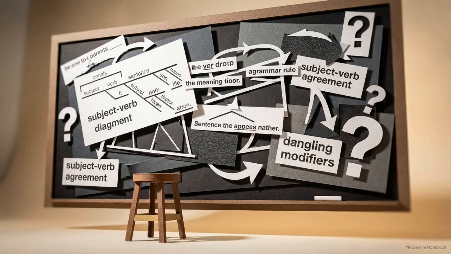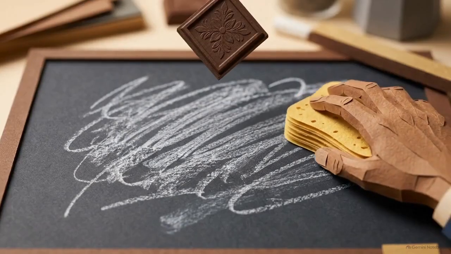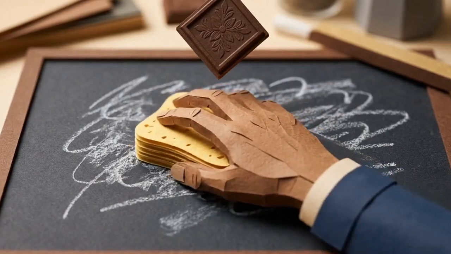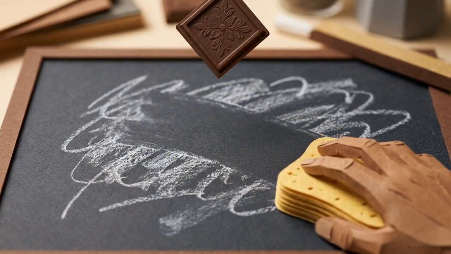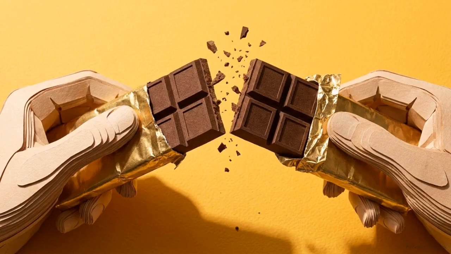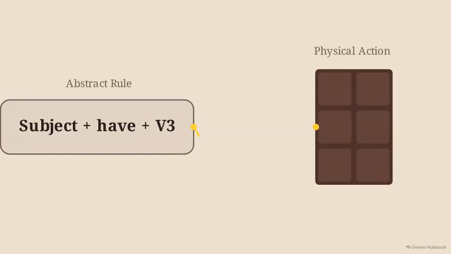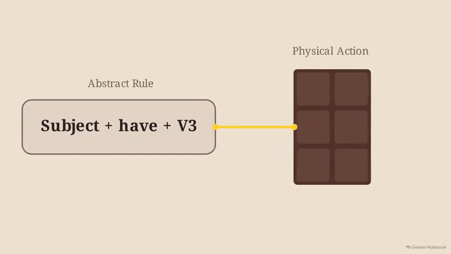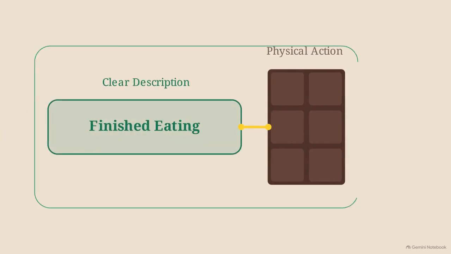English grammar has a reputation for being confusing. We are going to clear up one of its trickiest parts right now, and we are going to do it using one piece of chocolate. Learning to speak correctly is easier when we focus on the physical act of eating a snack. When we tie a rule to a physical action, the grammar feels like a description of what's happening in front of us, rather than a math equation to solve.